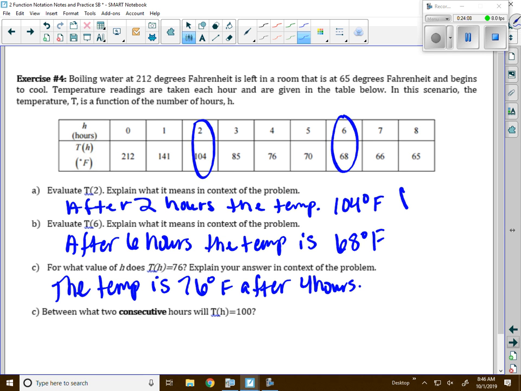All right, letter C is a little different. Between what two consecutive, what does the word consecutive mean? In a row, right? Happens one after the other. Between what two consecutive hours will T be 100 degrees? What do you think? 2 and 3 hours. Between hours 2 and 3, right? Because it goes from 104 to 85.